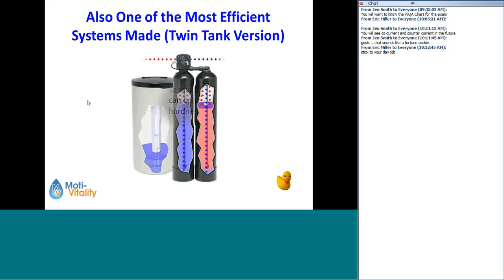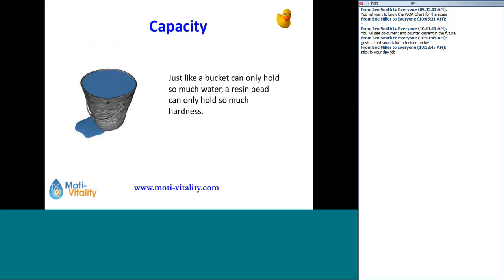So going back to capacity, just like a bucket can only hold so much water, a resin bead can only hold so much hardness. So the amount of hardness a bunch of beads in a tank can hold is called capacity. Like I said, the capacity of a 5-gallon bucket would be 5 gallons. The capacity of a 30,000 grain unit is 30,000 grains. And don't get that confused. That's 30,000 grains of hardness, right? So 1 grain per gallon.